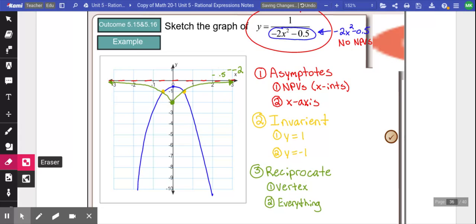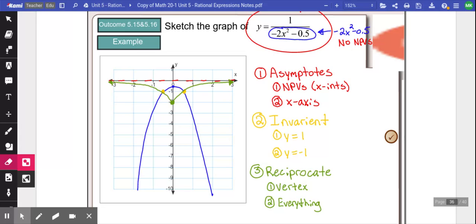So a review of what I did. I drew my asymptotes, which are my NPVs, which I didn't have, and my horizontal one is my x-axis. I then drew my invariant points, which are those yellow dots there at y equals -1. I then reciprocated my vertex. So I found my vertex. The y value was -0.5. I reciprocated -0.5 to become -2. And I drew a dot there. I then knew to start at my vertex now, go towards my invariant point, and then towards my asymptote. And I did it in both directions.